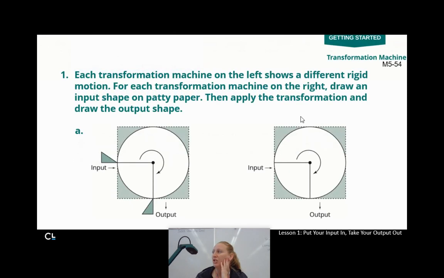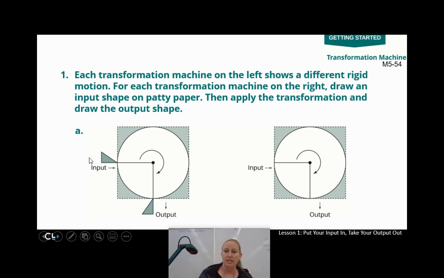So on page 54, further down, each transformation machine on the left shows a different rigid motion. For each transformation machine on the right, draw an input shape. They said to use patty paper. If you have it, that's great. If you don't, don't worry about it. Basically, you're going to draw a shape here for your input. See how the triangle looked like this for the input? And then apply the transformation and draw the output shape.